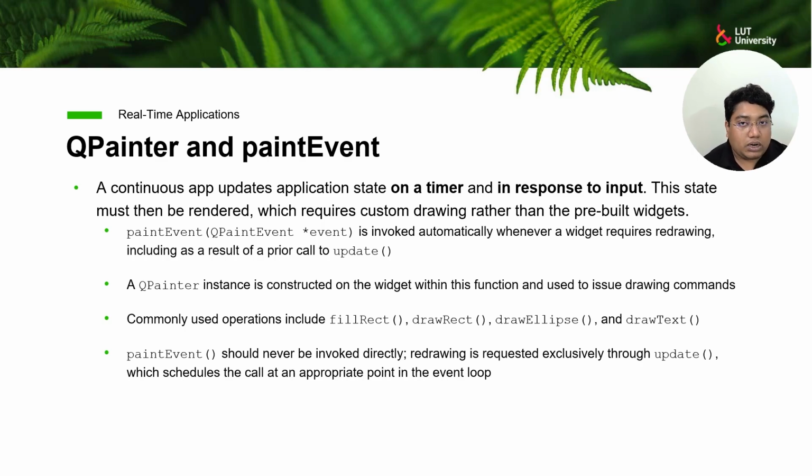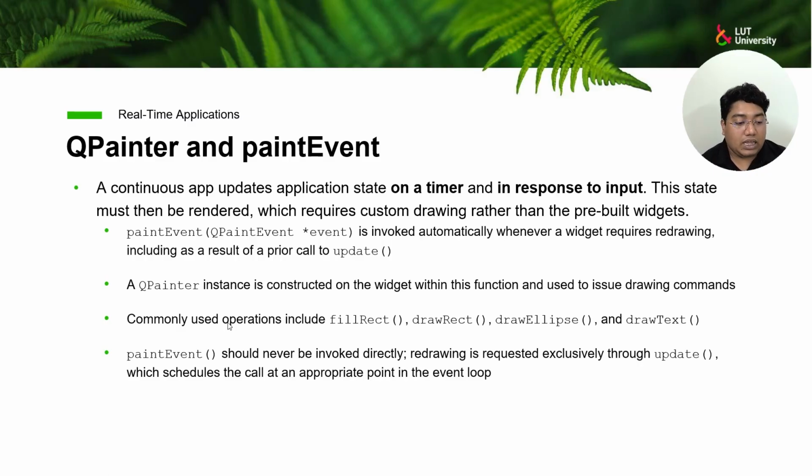There's one important rule to remember though. If your game state changes, don't call paintEvent yourself. Instead, call the update function. That tells Qt that something has changed. Please redraw this widget when you are ready. Qt then schedules a repaint at the appropriate time. Keeping those responsibilities separate makes drawing much more efficient.